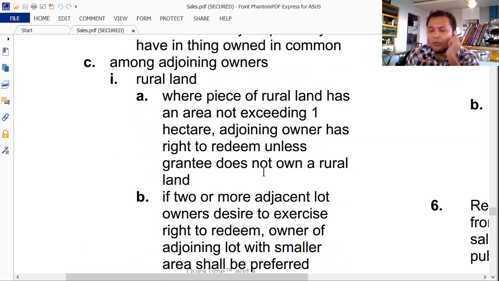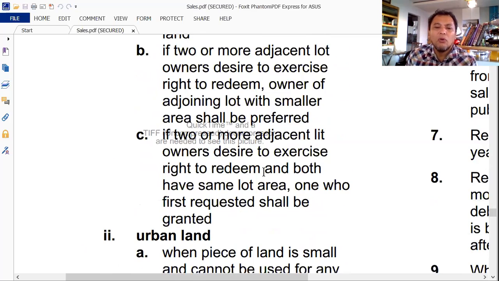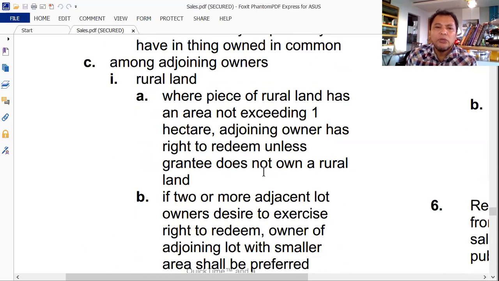Legal redemption also belongs among adjoining owners of rural lands and urban lands. So in rural land, who has the right of legal redemption? Where a piece of rural land has an area not exceeding 1 hectare, the adjoining owner has the right to redeem, unless the grantee does not own a rural land. So rural land is provincial land or farmland, no?